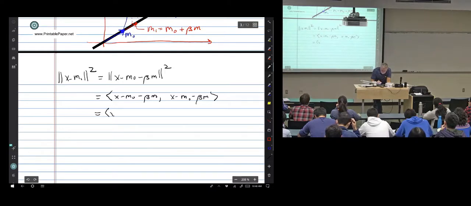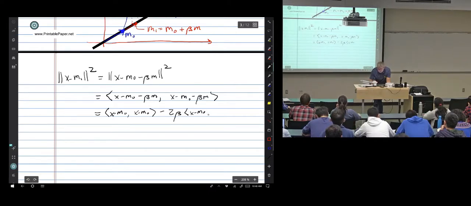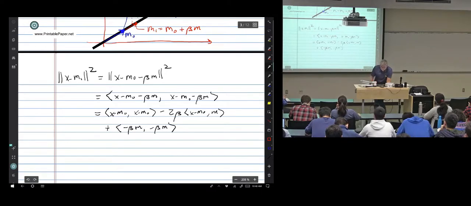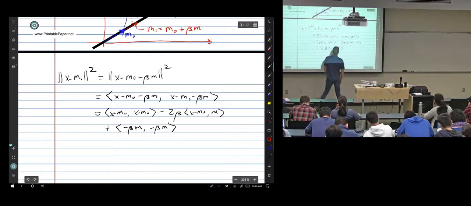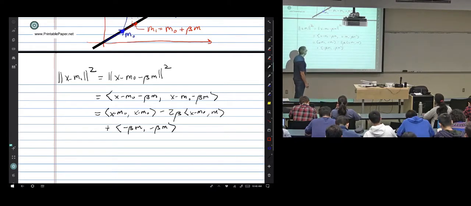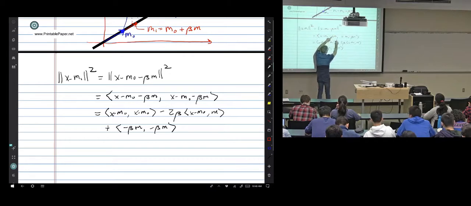So x minus M0 with x minus M0, minus 2 beta, x minus M0 with M. Okay? Plus the inner product of minus beta M with minus beta M. So you could put a plus here and move this inside. That's fine if you want to do that.